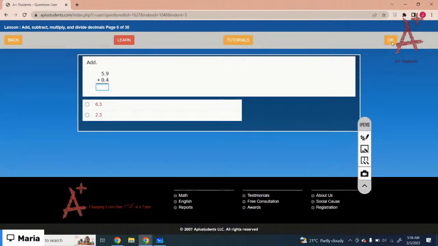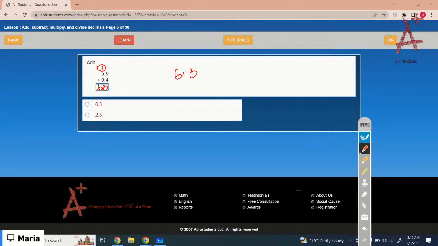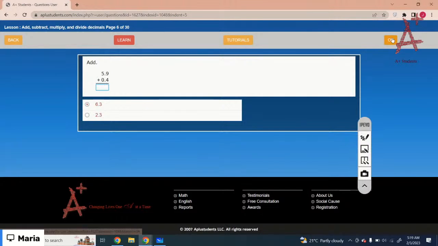Okay, the next one is you have to add. So add like we do the whole numbers. 9 plus 4 makes 13. Write 3 over here and carry 1 to the next digit. 5 and 1, 6. So you have a decimal point, one place left. So it would be then 6 point. The correct option is 6.3. Got it? So just select the correct option and click on the OK button.